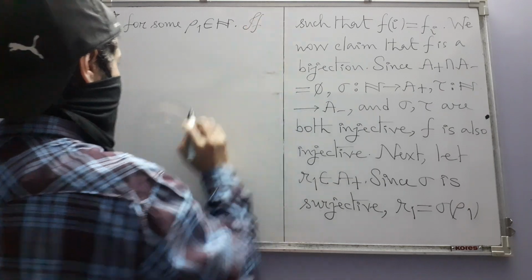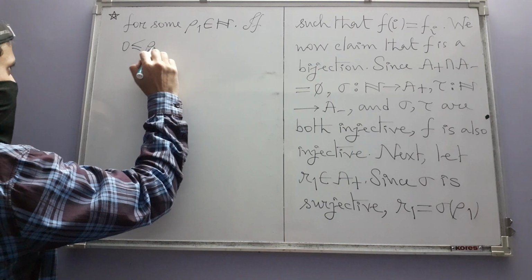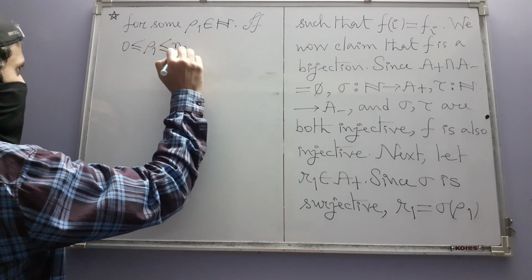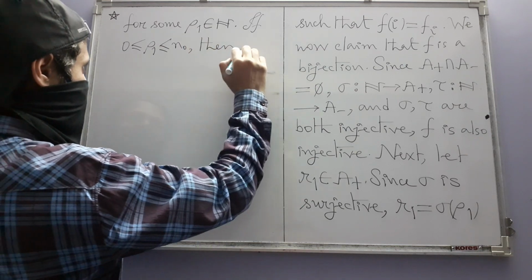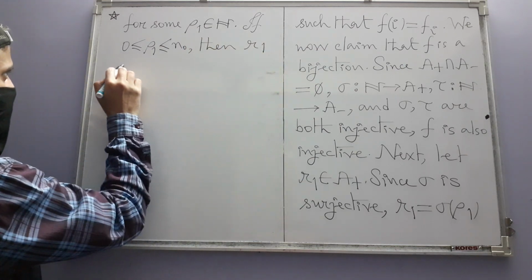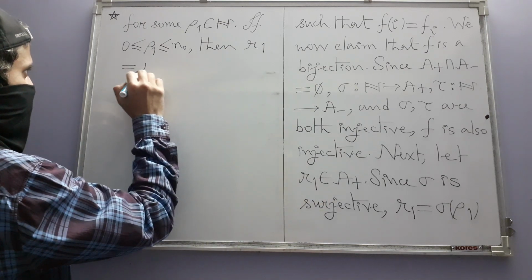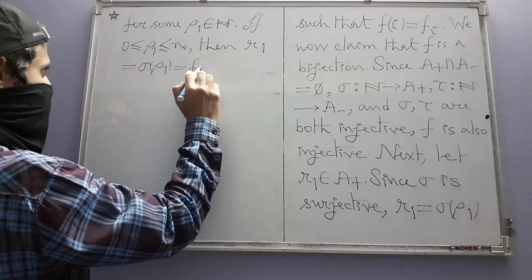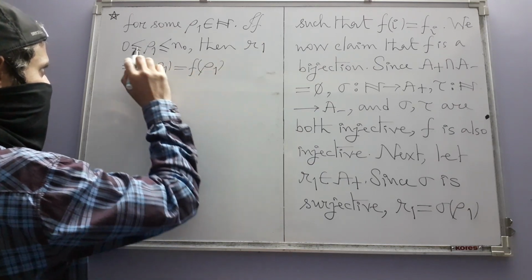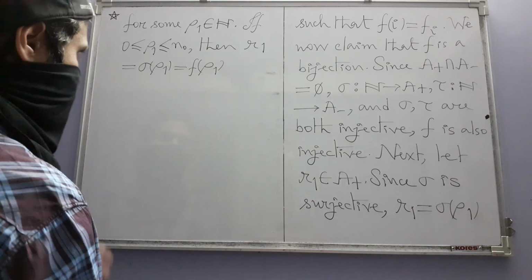If this rho 1 lies in this region in N, then of course R1 is equal to sigma of rho 1, but that is simply equal to F of rho 1, because for this kind of input F is just sigma.